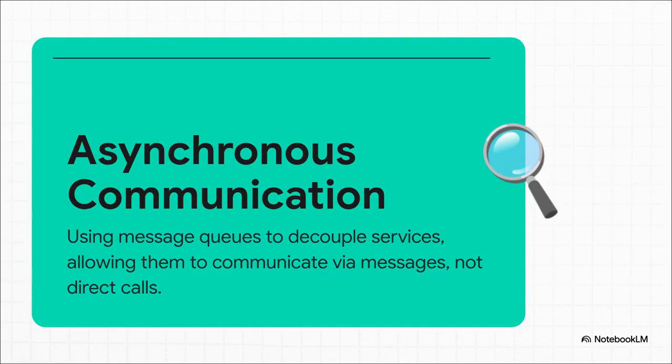But what about the tasks that take a few minutes, not milliseconds? You can't just make a user stare at a loading spinner forever. The solution is asynchronous communication, using what's called a message queue. Just think of it like an internal post office. One service drops off a message, a task, and another service picks it up and works on it when it's ready. This completely decouples the services, guarantees no task ever gets lost, and gives your entire system incredible patience.